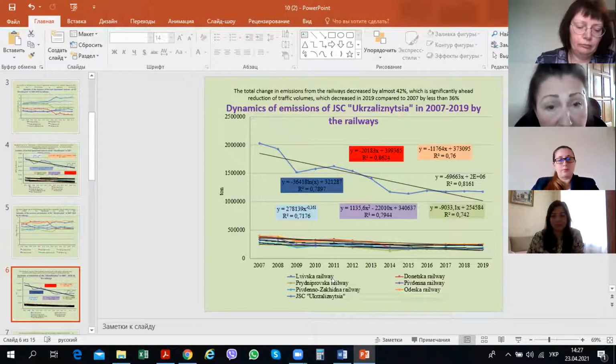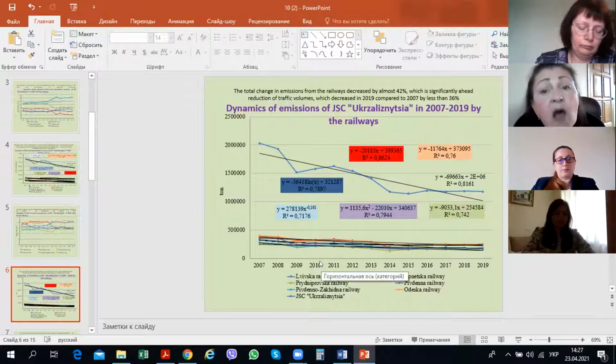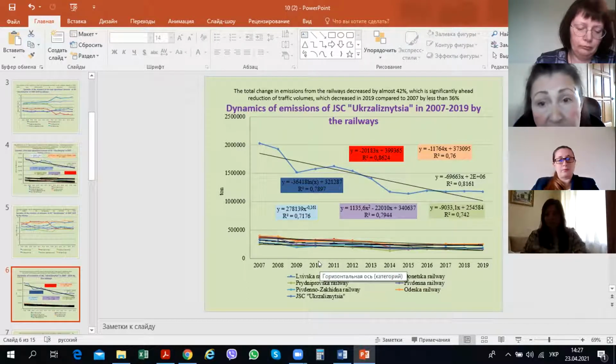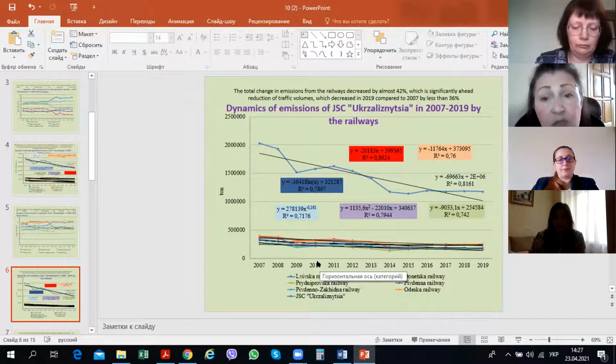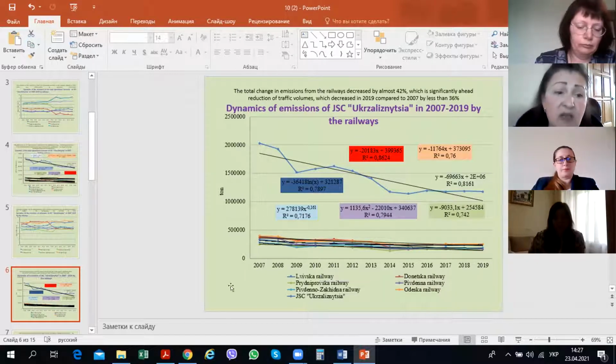The total change in emissions from the railways decreased by almost 42%, which significantly outpaced the reduction of traffic, which decreased in 2019 compared to 2007 by less than 33%.